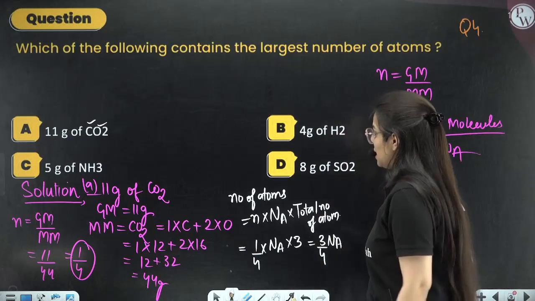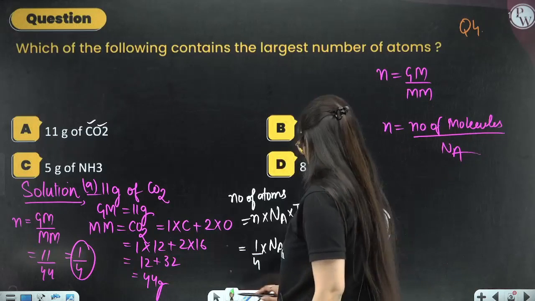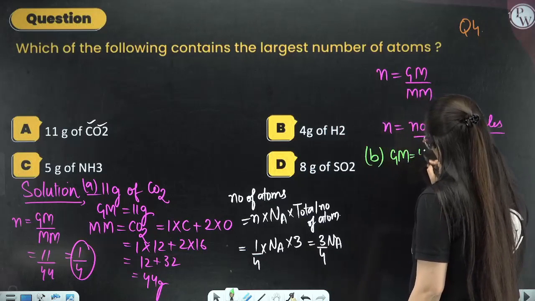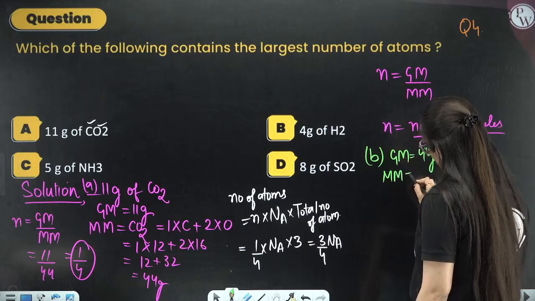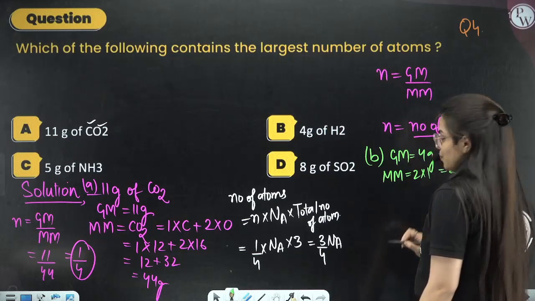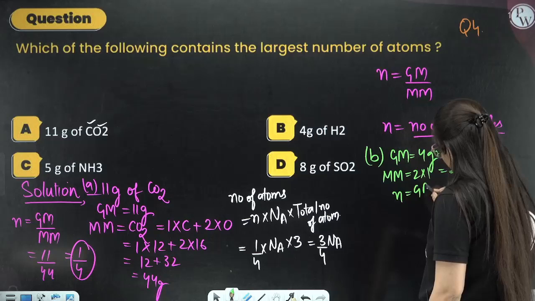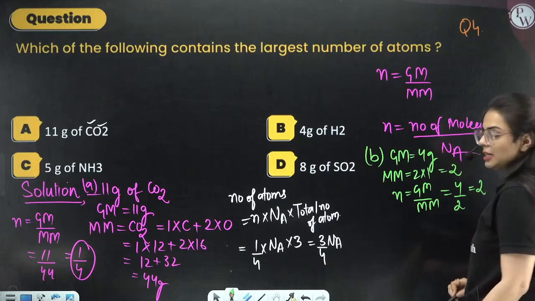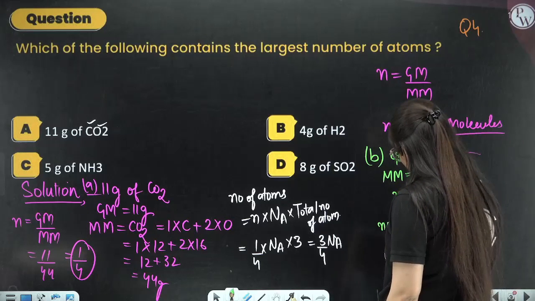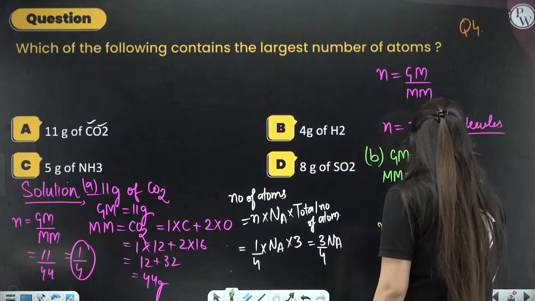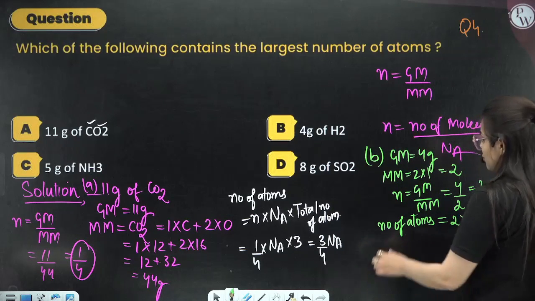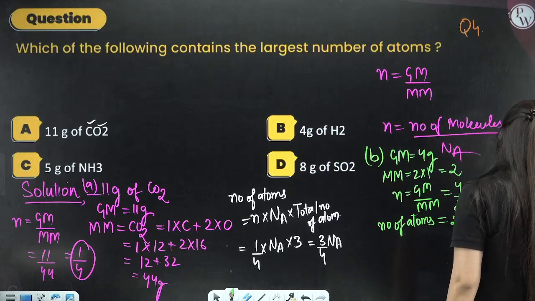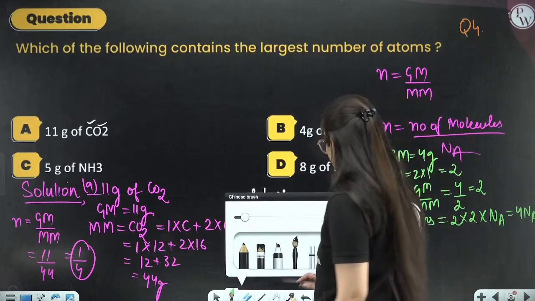Now, moving to the B part. Let us calculate for the B part itself. B part is 4 grams of H2. Given mass is 4 grams. Molecular mass for H2 is 2 into hydrogen mass, 1, that is 2. Right? Number of moles is given mass upon molecular mass. Given mass is 4, molecular mass is 2, so this comes out to be 2. Now you need to calculate number of atoms. Number of atoms is number of molecules into total number of atoms. Now, 2 into Na comes out to be 4 Na. Right? Now let us see the next part, the C part.